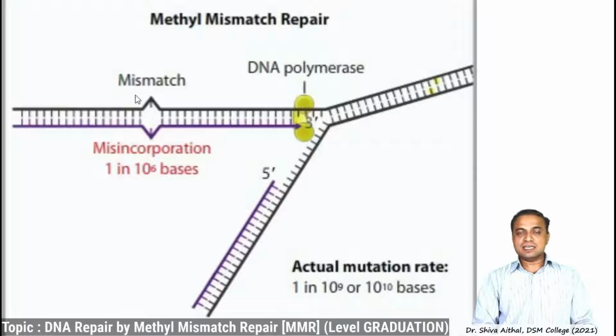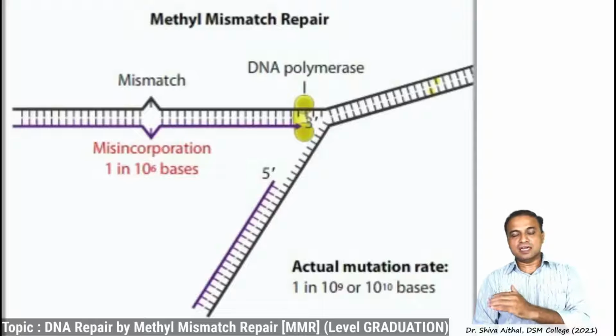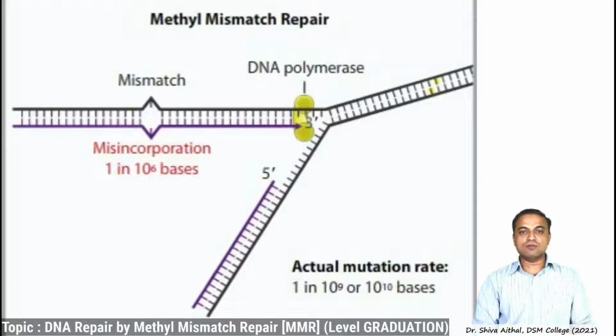So this is the case where the methyl mismatch repair comes into action, for those mismatches which are overlooked by the DNA polymerase editing function. Now, how does the cell recognize it as a wrongly incorporated base? You know, methylation. Methylation is the main step by which it is recognized as incorrect. Now, the same DAM or the deoxyadenosine methylation system is used here for the mismatch.